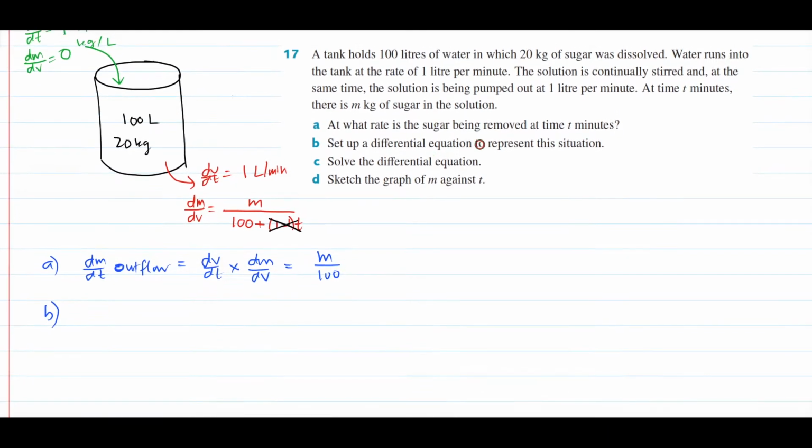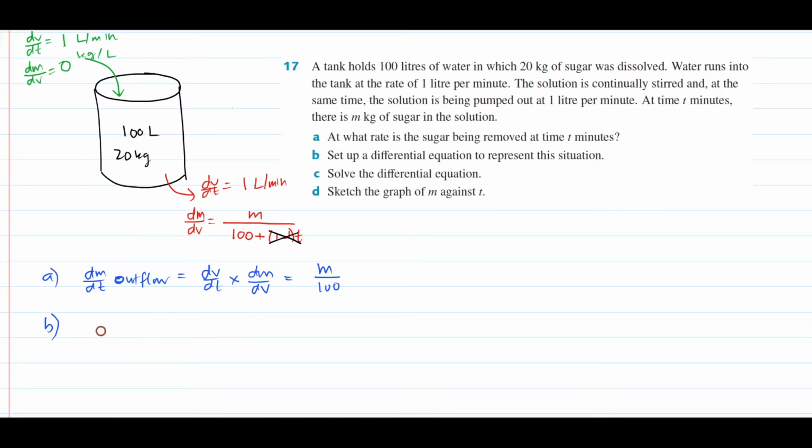Set up a differential equation to represent this situation. Well, of course, our differential equation here is we want to find dm/dt again to represent this situation, but this time it's net. So we're not just getting outflow, we want net, which is inflow minus outflow. And to do that, it's the same thing, okay? So it's your dm/dt inflow, I'll shortcut that as I, minus your dm/dt outflow.